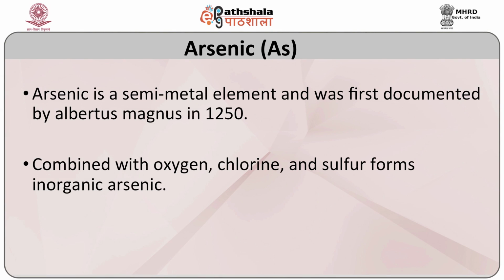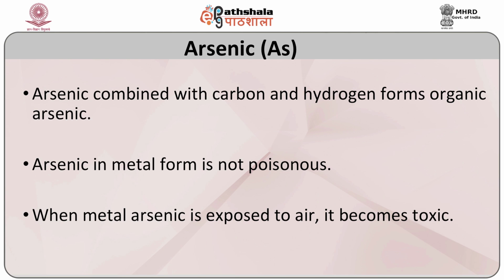Now we will talk about arsenic. Arsenic is a naturally occurring element and is widely distributed in the earth's crust. When exposed to air, it combines with oxygen, or chlorine and sulfur, to form inorganic arsenic compounds. Arsenic in animals and plants combines with carbon and hydrogen and forms organic arsenic. Compounds of organic arsenic are mainly used to preserve wood.